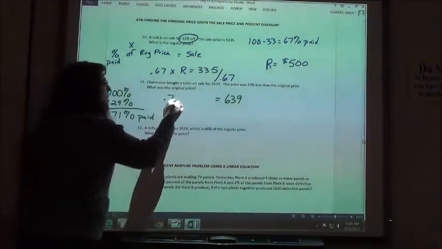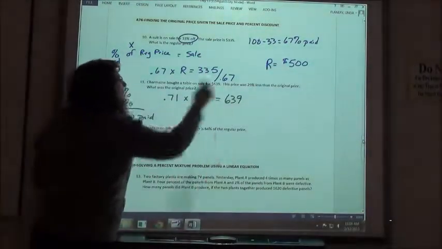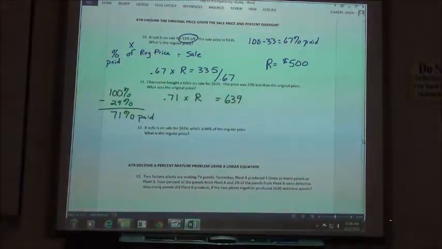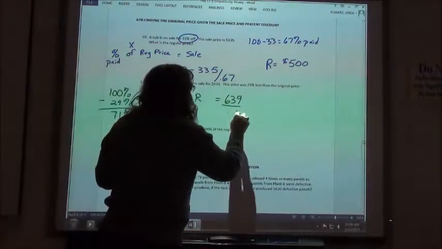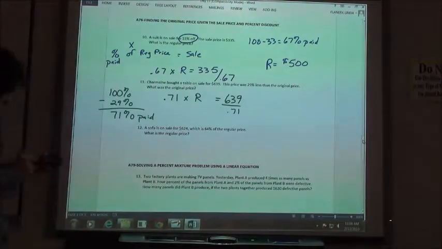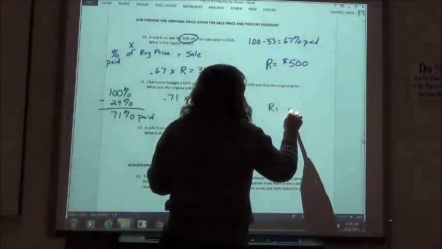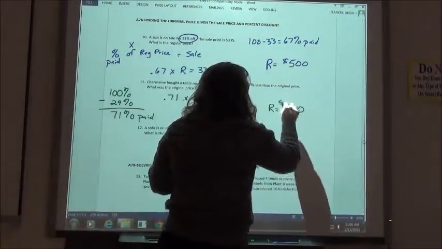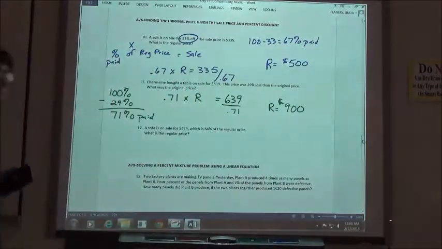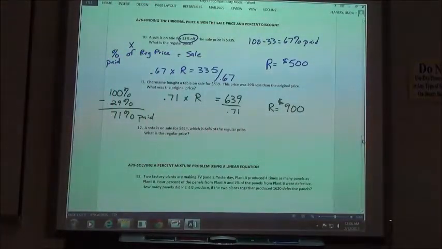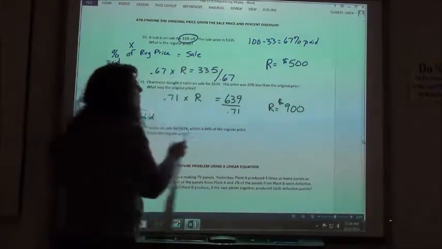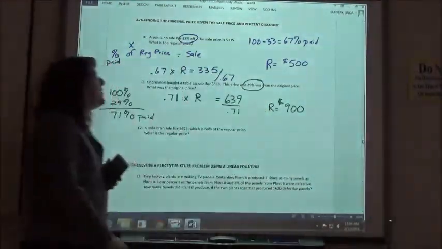So 71% of the regular price gives me that sale price. So again, to solve this, we're just going to end up dividing by that 71%. 639 divided by 0.71 gives me $900. So my regular or original price was $900. I bought it on sale for $639. Now this one, notice it said 33% off. This one says 29% less.